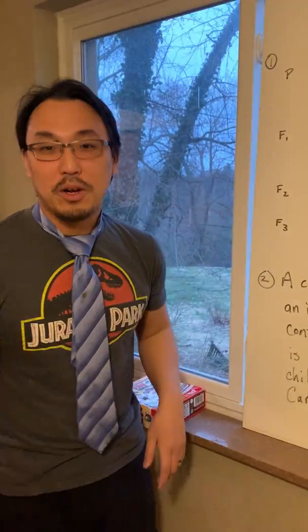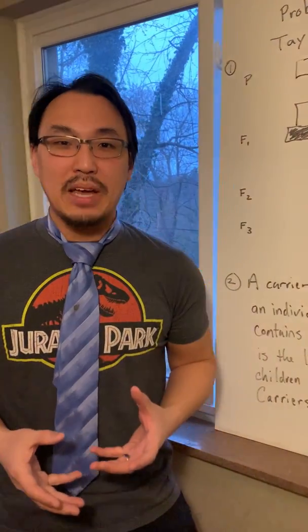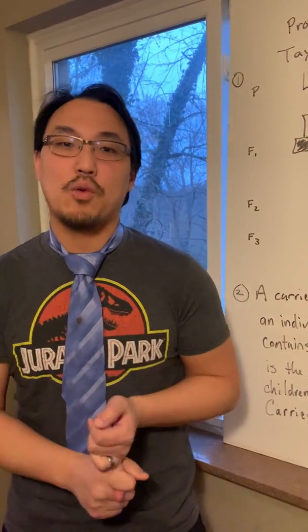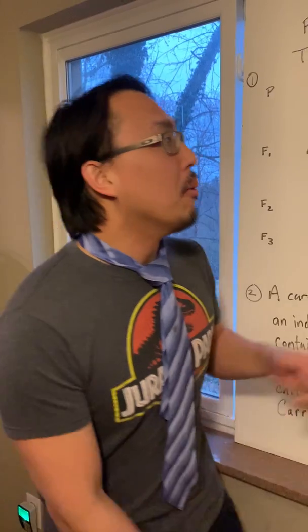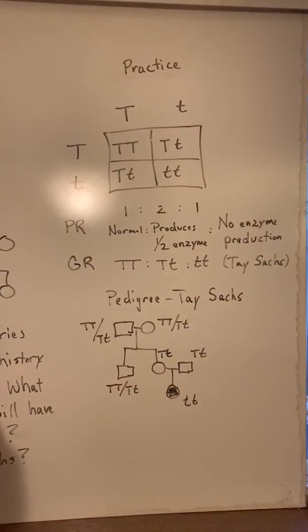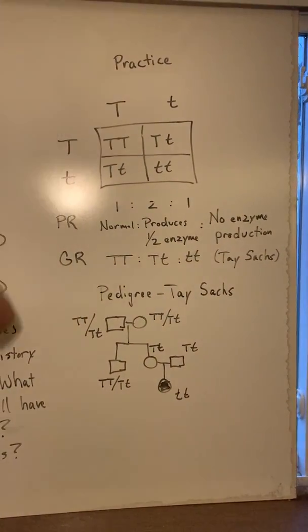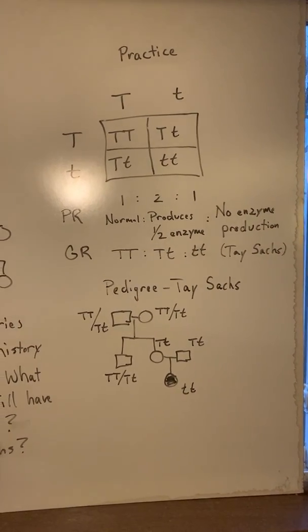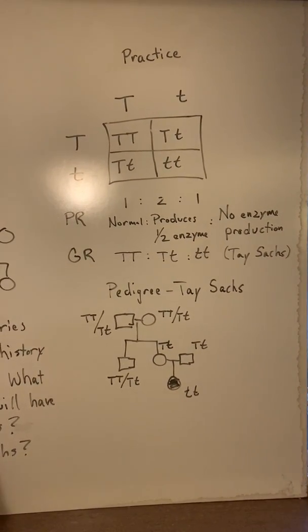Now, we're going to be talking about incomplete dominance, and I'm going to give you a couple of examples associated with not only the Punnett square, but also the pedigree as well. So, here's the practice problem for the Punnett square. We have an individual here that is a carrier for the disease. We have another individual here that's a carrier for the disease.